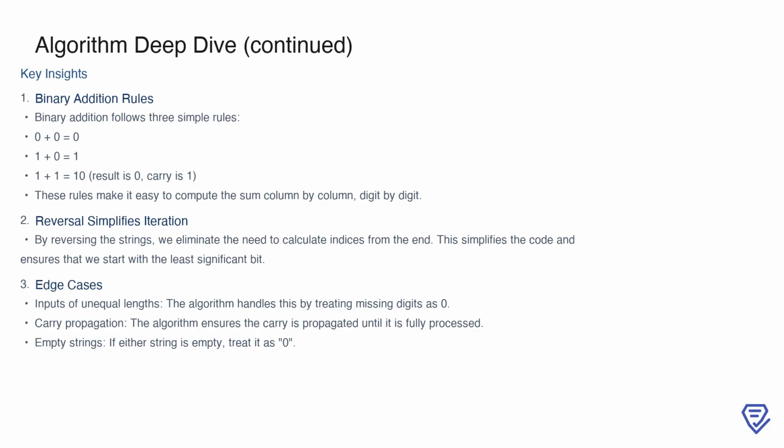Second, reversing the string simplifies the implementation by ensuring we start with the least significant bits, eliminating the need to calculate indices from the end of the strings. Additionally, the algorithm handles edge cases seamlessly. For instance, when the input strings are of unequal lengths, it treats missing digits as 0. It also ensures that carry values are propagated fully until no carry remains. Even empty strings are handled gracefully by treating them as having a value of 0.